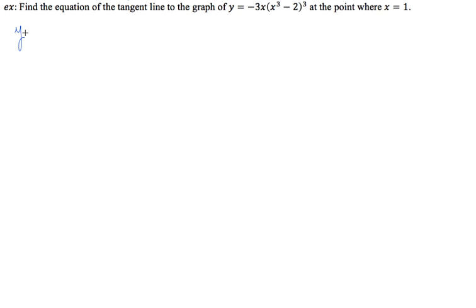So let's start with the derivative. So y is negative 3x times, and that's the key word, times (x cubed minus 2) all cubed. And yes, although we'll need to use the chain rule for (x cubed minus 2) all cubed, in the bigger picture, the bigger thing going on is the big product. I would group this negative 3x together as my first factor, and think of (x cubed minus 2) all cubed as the second factor. So first we have to use the product rule.